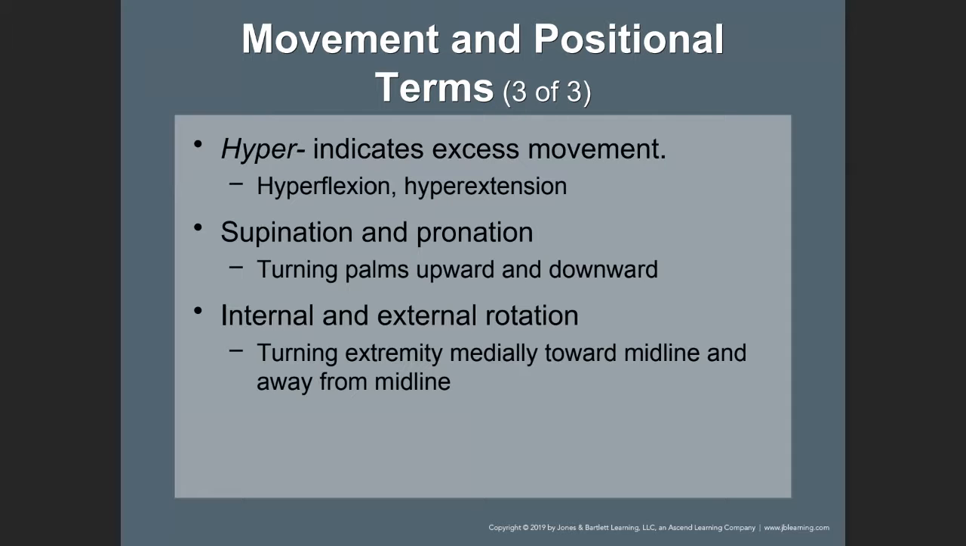Hyper indicates excessive movement. Hyperflexion is when the area is flexed beyond its normal range of motion. Hyperextension is when the area is extended beyond its normal range of motion. And usually when there is hyperflexion or hyperextension of a joint, it results in injury.